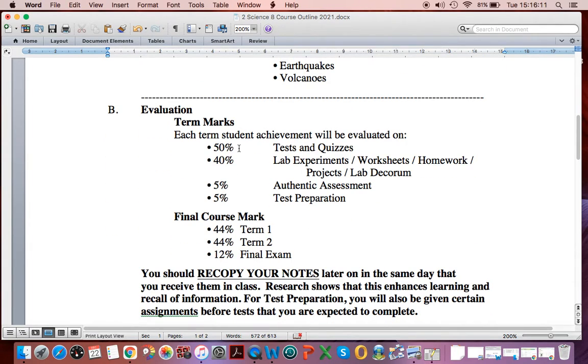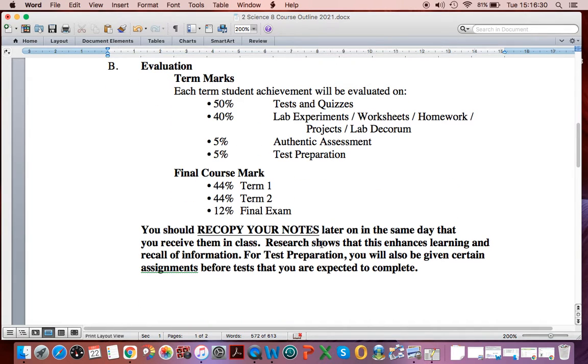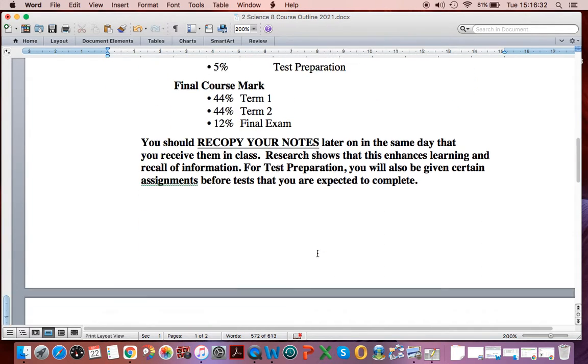Each term, half of your mark comes from tests and quizzes, 40% comes from experiments and assignments, 5% comes from in-class assignments that you do in front of me so I can see what you're actually up to, and 5% comes from getting ready for the tests. Each term will be worth 44%, and that leaves 12% for your final exam.